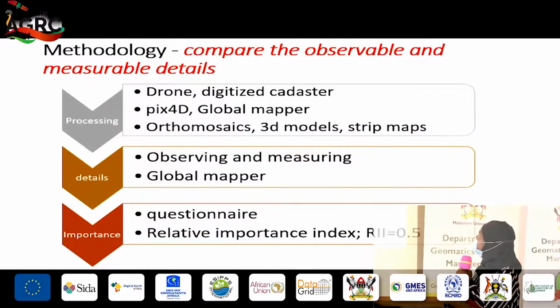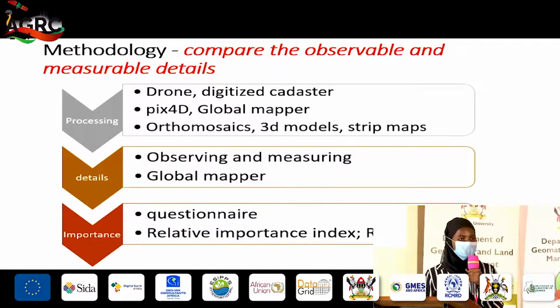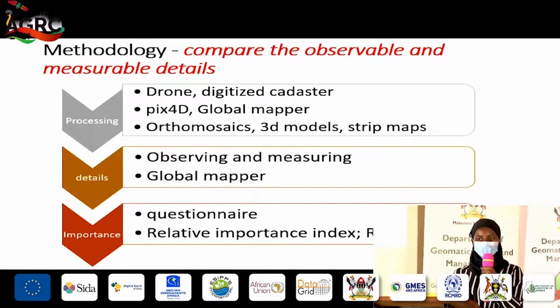In comparing the observable and measurable details from both methods, like I said, the study was carried out on the Kira-Kasangati-Matugga Road. The project is ongoing, and the corridor is already established. So the traditional valuation process has been carried out, and the results are out there. We just had to do the part of using the UAV to compare with what was on the ground.